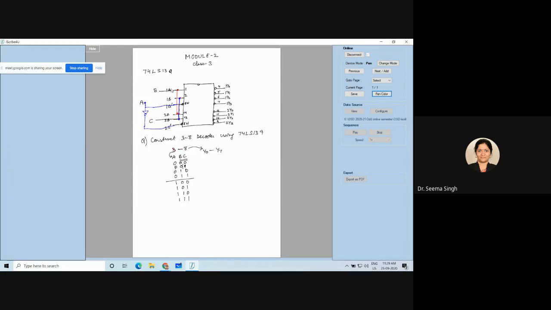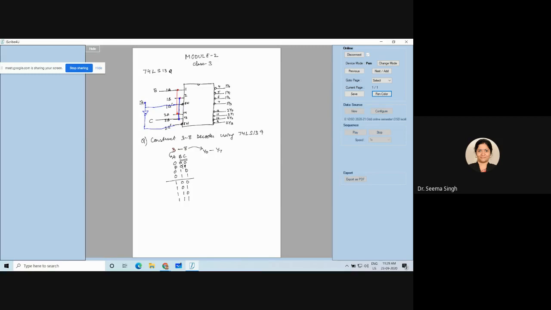And when B and C are 00, so this B and this C are 00, so 000 will give me Y0 to be active low output. Are you understanding?